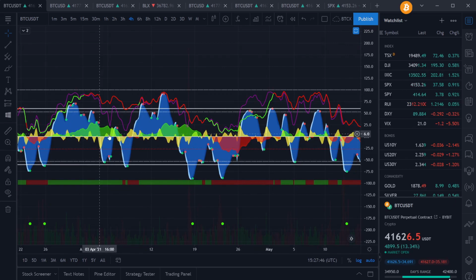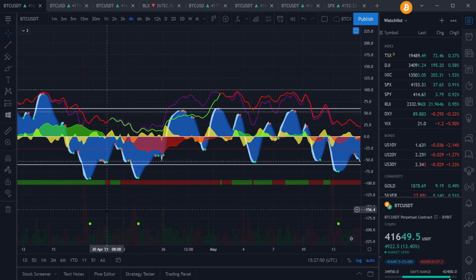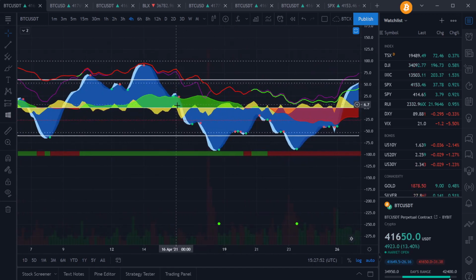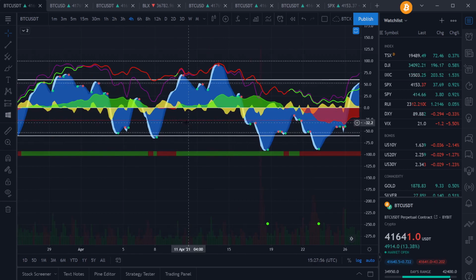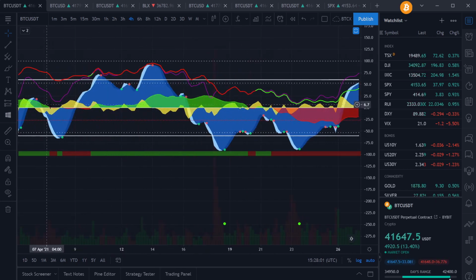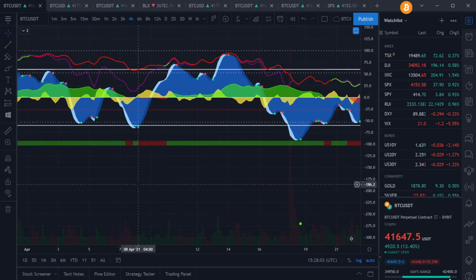So Market Cipher B, these are just momentum waves with the momentum of the trend, right? So the blue waves, when you see the light blue waves cut in, that's usually when it could start reversing. It could start going up. So when you see a big blue wave like this, that's very good.